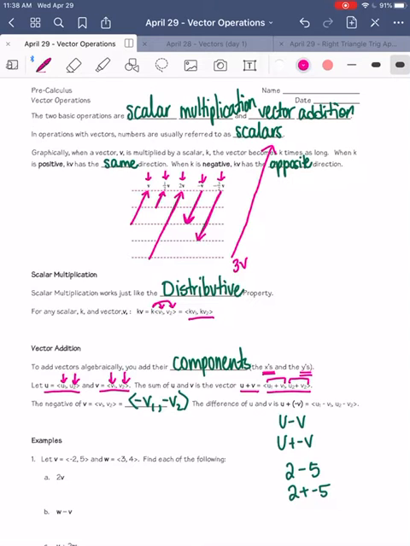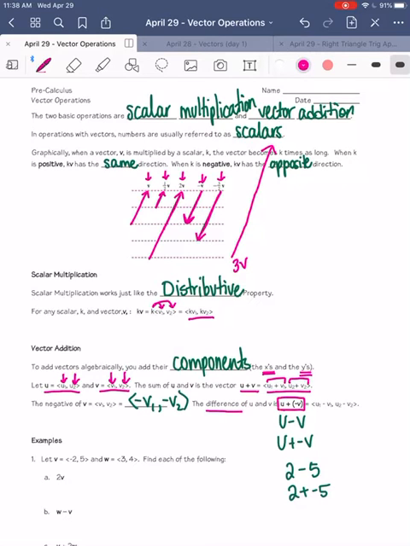And then if we negate a vector, it literally just changes the signs. So if they were both positive, they're going to be both negative. If one is positive and one is negative, then those two would switch. Now, we do not have vector subtraction. We only have vector addition. So you see how it says the difference of u and v is u plus. We put it in terms of a positive.